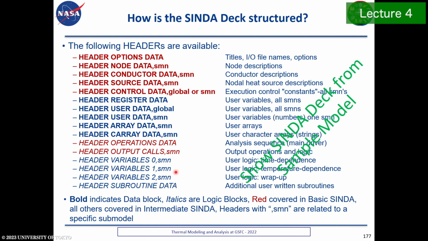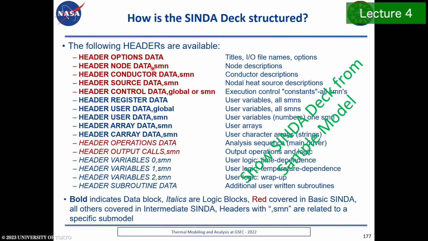All right, so let's talk about what the headers are that you might find in a file, and then we will open up a file and show you what all these are. So the options data is where you have the title of your problem, input and output file names, and some of the options as to whether to use double precision, and whether to allow mixed arrays, which have both integers and floating points in arrays or not.